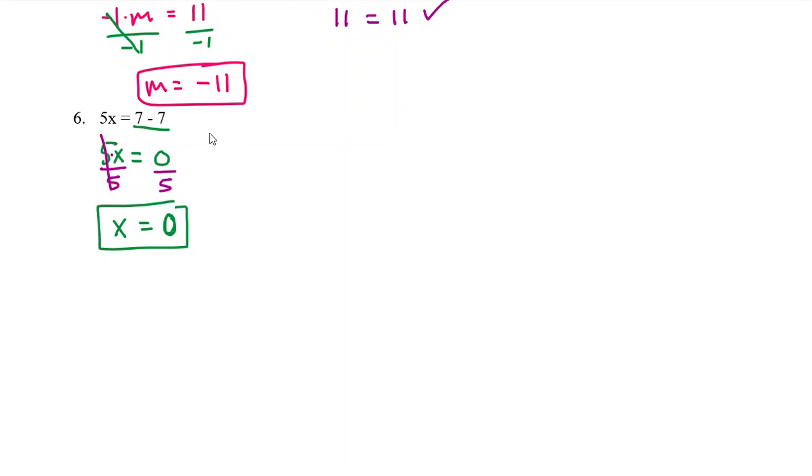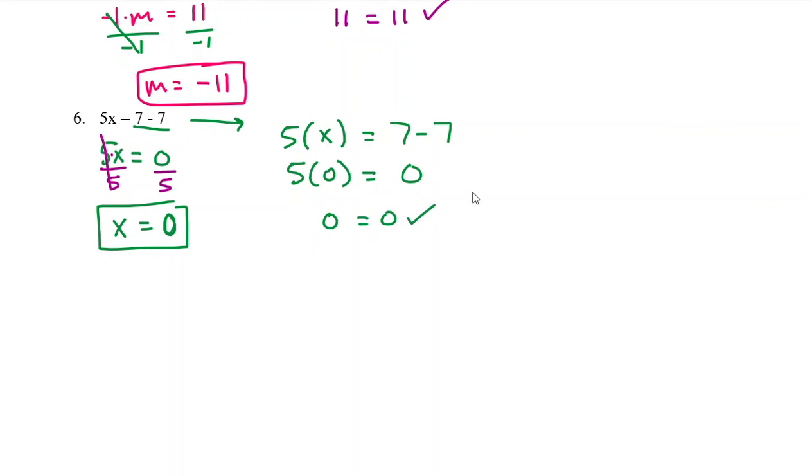In fact, let's plug it back in and see what happens. 5 times x equals 7 minus 7. 5 times 0, well, 7 minus 7 is 0. 5 times 0 is 0. And so it works. This works as well. So be careful with 0. 0 can get us into trouble. There is a rule about dividing by 0. You're not allowed to do it. But you can take 0 and divide it by something else, and that's perfectly fine.